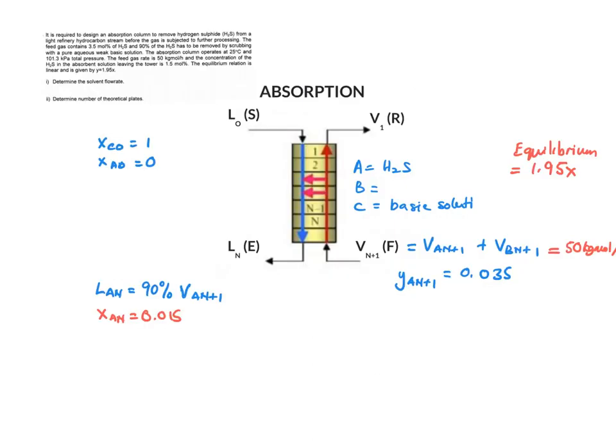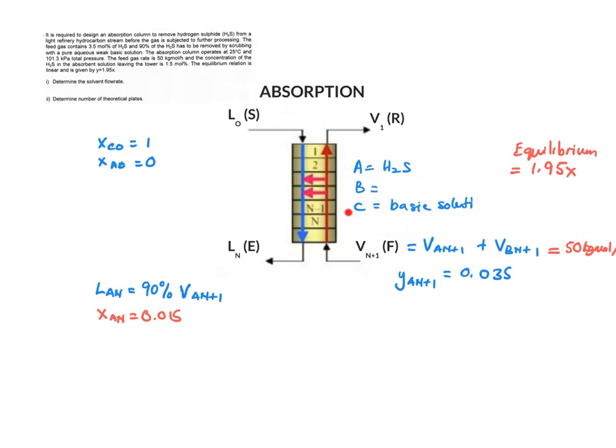From the question, we are going to substitute all the data. For the solvent, V1 is for the raffinate, Vn plus 1 for the feed gas, and Ln for the extract. Based on the question, the mole fraction of hydrogen sulfide is 0.035. The concentration of the solute in the solvent at the extract is given as 0.015, and the removal is only 90%. So we have 90% out of the 100% that we have from the feed gas.